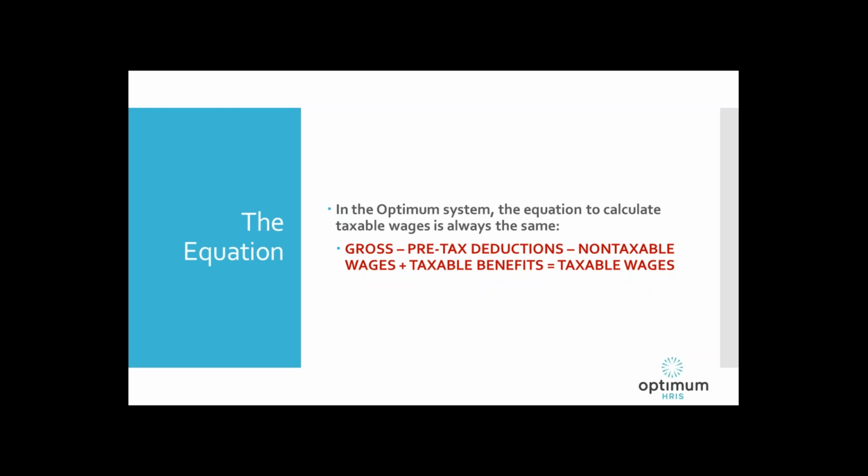Now, you may not always have each one of these pieces. Perhaps you never pay non-taxable wages at your company. That's fine. Our example includes that because that is always part of our equation. No matter which platform of Optimum solutions you have, this is going to be the equation to calculate taxable wages for every tax code in your system.